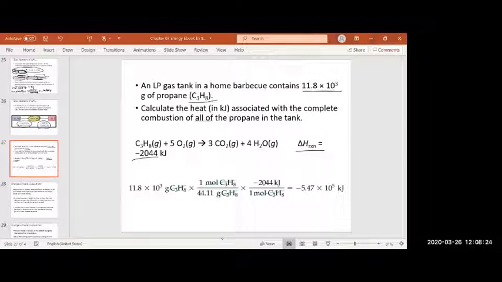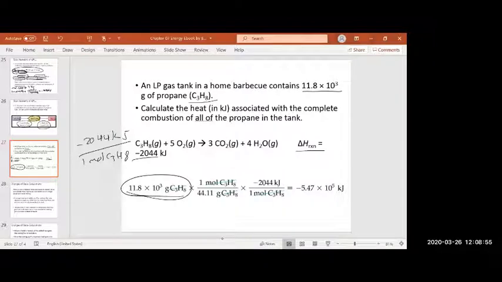Now, you will start with the gram. We will do the same things that we did with the stoichiometry, but instead of the mole-to-mole ratio, we will have the delta H to mole ratio. So here we have minus 2044 kilojoule for every 1 mole C3H8. So it is energy, which is heat, to mole ratio. That's what we're going to use here.